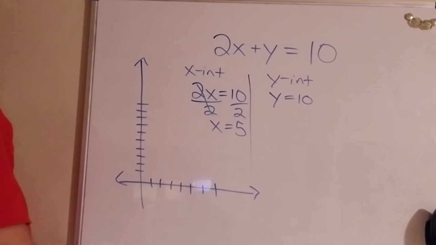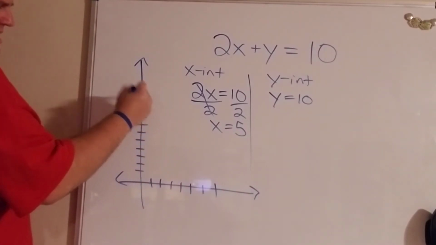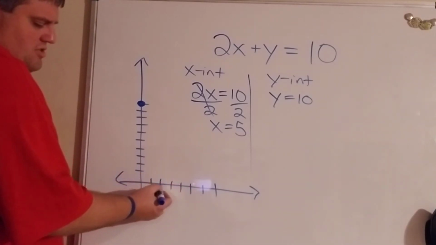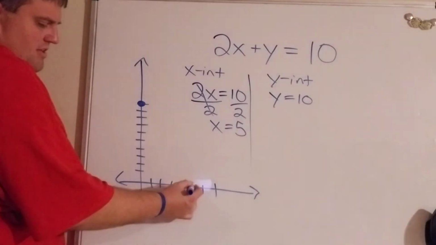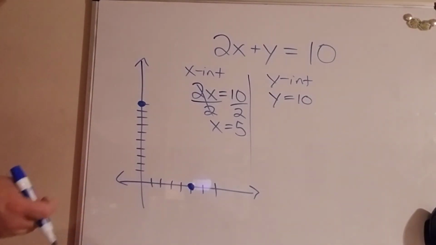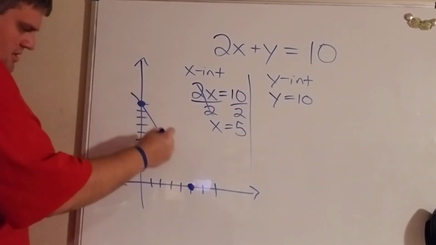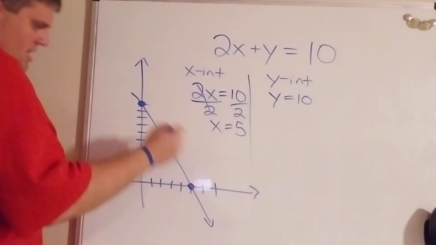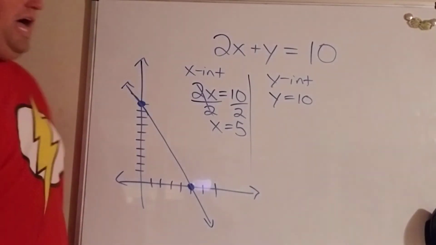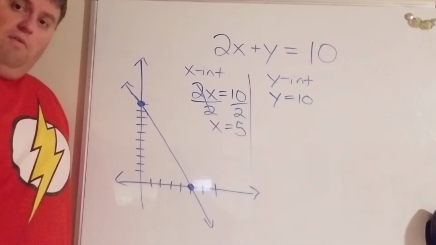So I know that my y-intercept over here on the y-axis is the point 0, 10. The point where it crosses the x-axis is 1, 2, 3, 4, 5, right there. So once I find those 2 points, I can graph them on my graph, and then I can just connect those 2 points. And that is the line 2x plus y equals 10. Pretty easy, yeah? Hopefully you think so.